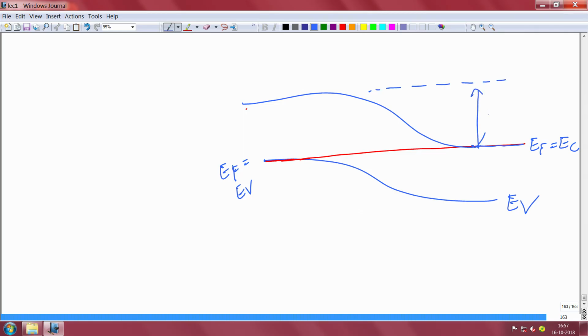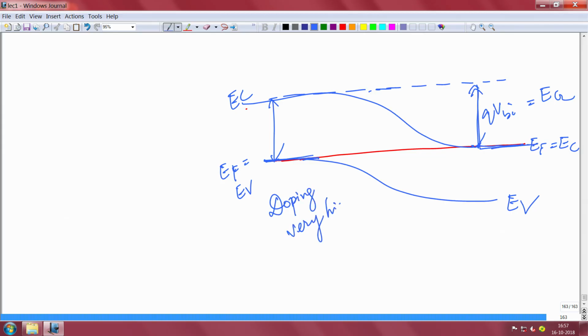You see the built-in potential is equal to the band gap, because this value is actually the band gap, because this is your EC, this is your EV. So in the limit that your Fermi level is touching the conduction band and the Fermi level is touching the valence band, which means the doping is super high, in that limit your built-in potential will be equal to the band gap.